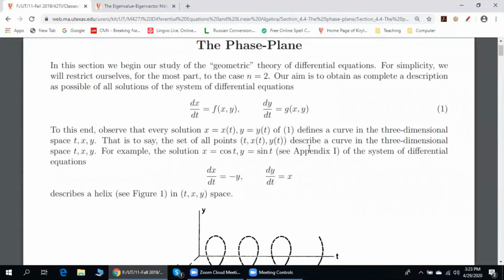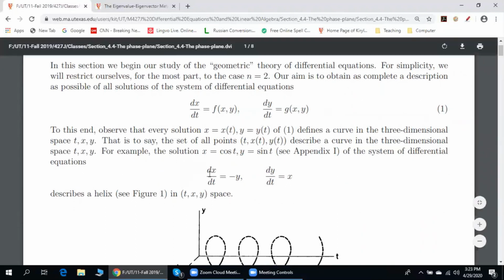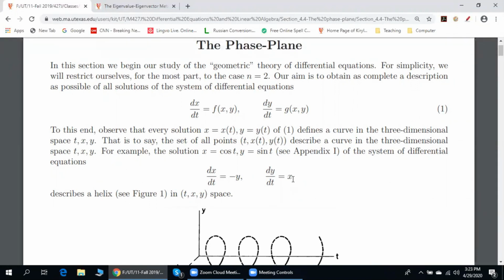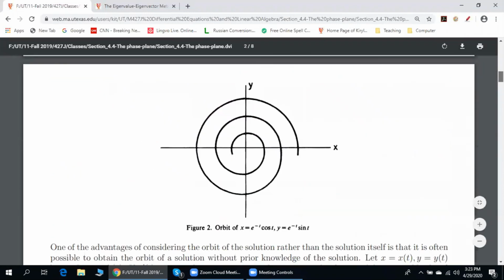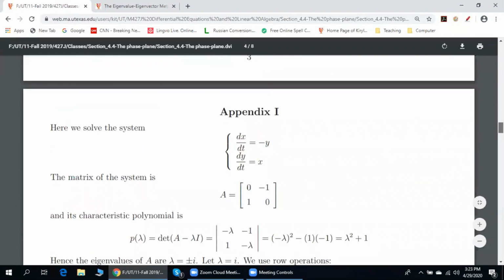Please take a look at a particular case of such a system. Here it is. x prime is equal to negative y, y prime is equal to x. By the way, we perfectly know how to find all solutions of this system. It's written in appendix number 1. Please take a look at this.